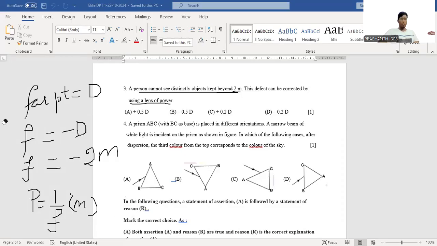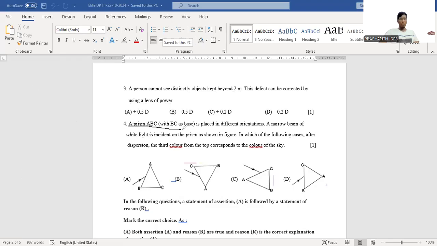So what is the F value here? F is equal to minus 2, so P is equal to minus 1 divided by 2, which is minus 0.5. The SI unit of power is the diopter, D. So minus 0.5 D is the answer. Fine. Now let us go to the next question, the fourth question.